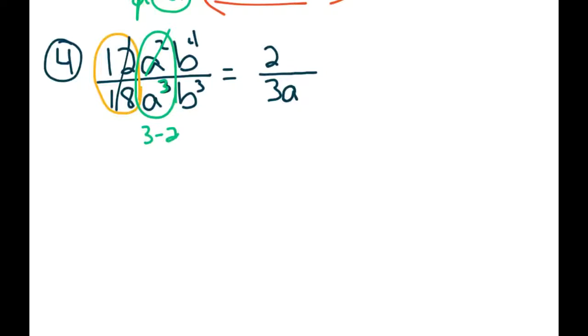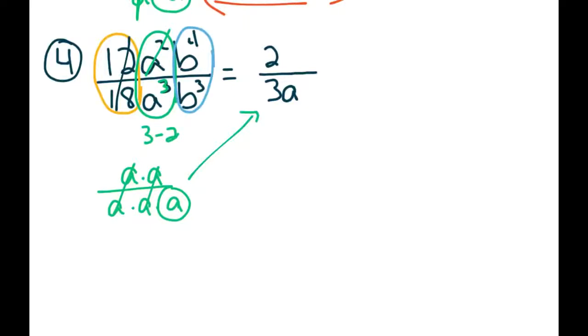Again, you could write this out. The top is a times a, that's a squared. The bottom is a times a times a. Those two cancel out, those two cancel out. I'm left with 1 on the bottom. Okay, whichever way works best for you. All right, now I'm going to look at my b's. My bigger exponent this time is up here on top, so I'm going to do 4 minus 3. That leaves me 1, but it is on top. So I have a single b left on the top.